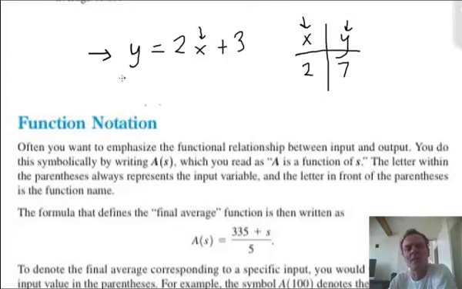Now look at this. I'm going to write it in function notation. Now you can just think of this as a y if you want to. f of x equals 2x plus 3. Okay, 2x plus 3. Now what I'm going to write is this. Here's the x, because the equation is in terms of x.